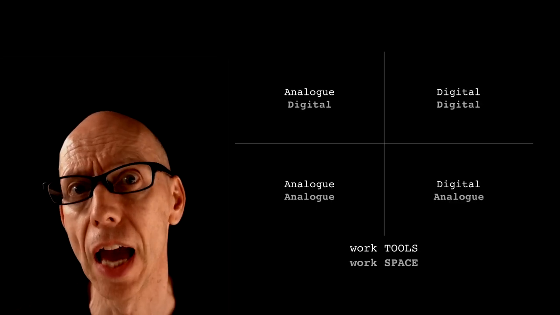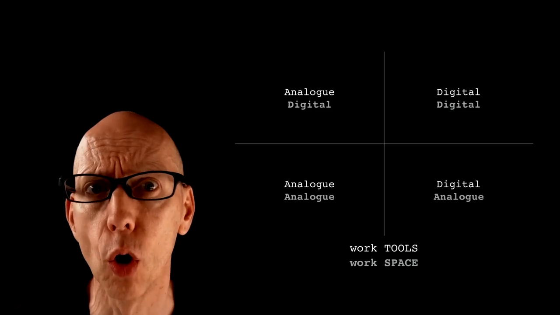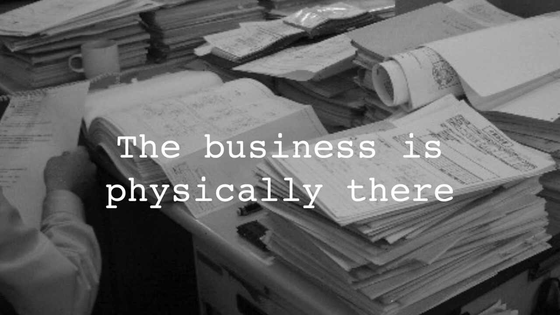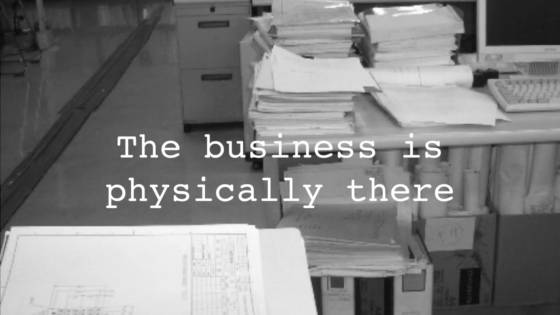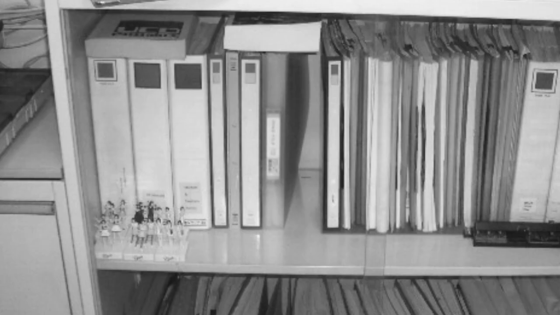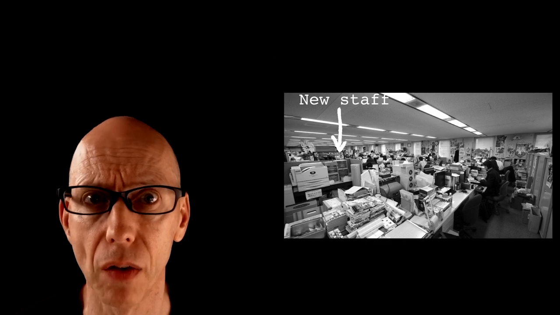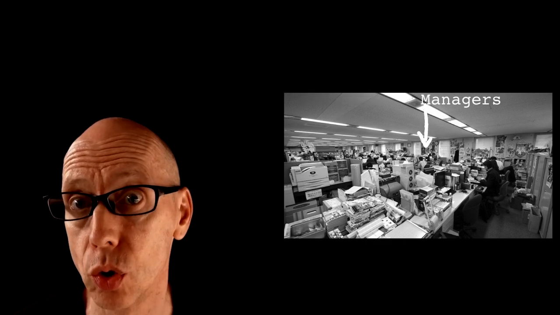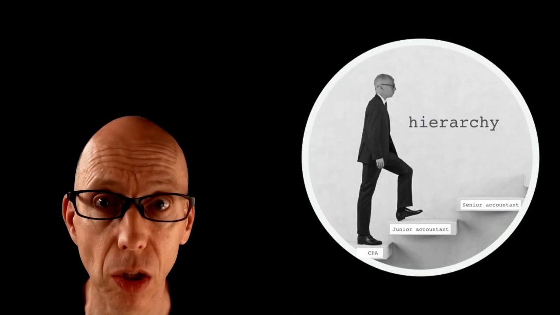Let's start with the analog. The analog office is an office in which you can literally touch everything. The business is physically there, from the desk where the employee sits to the paper and the filing cabinets that proves the very existence of the analog corporation. The hierarchy of the company can be read in the layout of the office. The newly hired staff sit close to the door, the managers at the end of a row and close to the window. The aim is to move up the corporate ladder towards becoming senior executives.